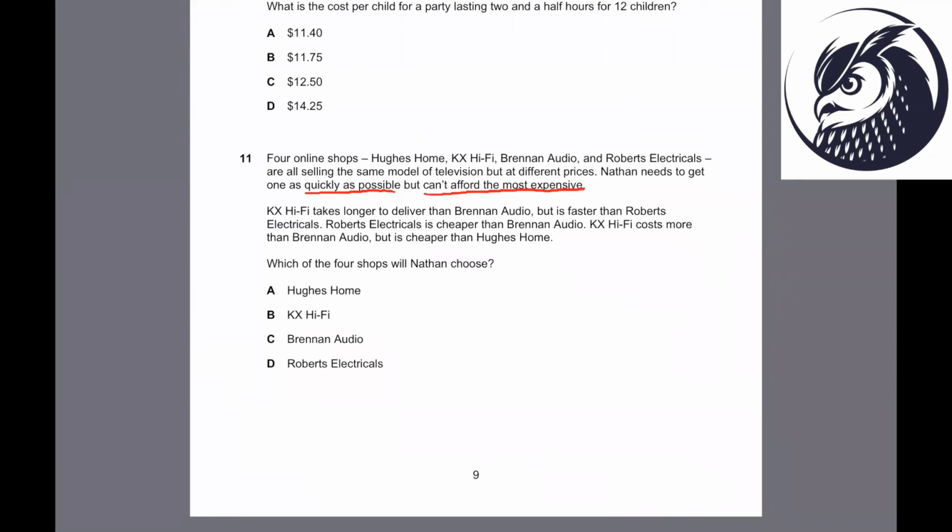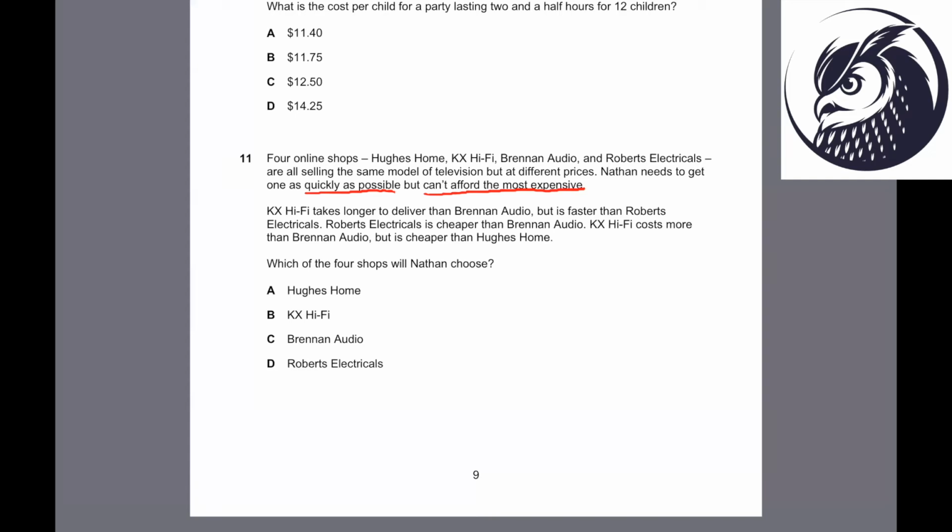KX Hi-Fi takes longer to deliver than Brennan Audio, but is faster than Roberts Electricals. Roberts Electricals is cheaper than Brennan Audio. KX Hi-Fi costs more than Brennan Audio, but is cheaper than Hughes Homes. Which of the 4 shops will Nathan choose? Again, it's one of those problem-solving questions where you need to draw the information in a diagram, because then you can visually summarize it all into one diagram, and it's much easier to find the answer.